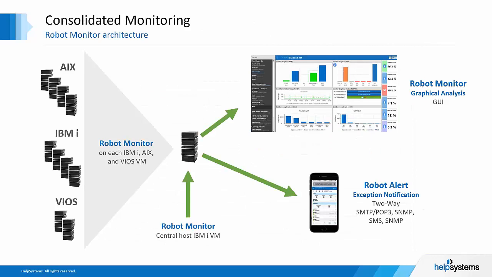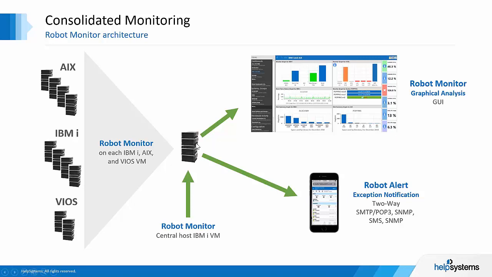In terms of the overall architecture, Robot Monitor is a native monitoring tool, meaning all the programs are running locally on your system. There's nothing external other than the graphical user interface. The graphical user interface is installed on a Windows desktop, and then one of your IBM I partitions is the central data collection point for the monitoring of all your other partitions. So there's native monitoring tools that are collecting data from all of your systems, IBM I, AIX, and VIOS, sending that data to your central system.